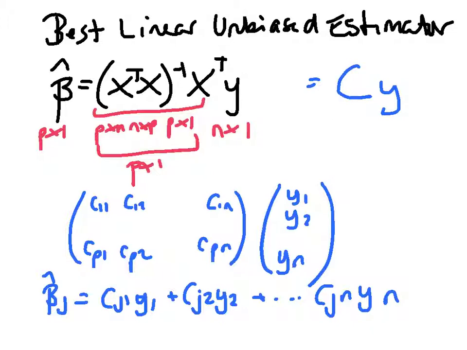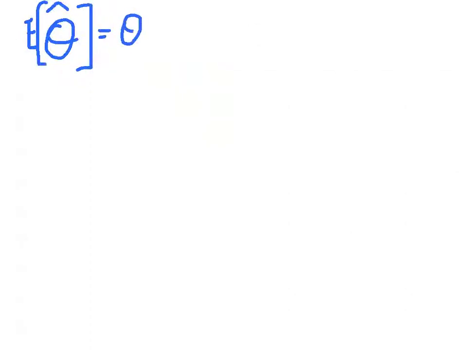Unbiased. Okay then, the next term is this term unbiased, and in general for any estimator theta hat, to say that it's unbiased, what we're trying to say is that the expectation of theta hat is equal to theta, the fixed unknown population quantity that we're trying to estimate. So what we need to show is that the expectation of beta hat is equal to beta.